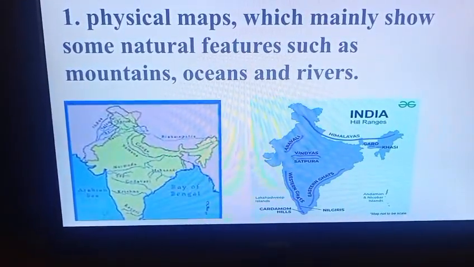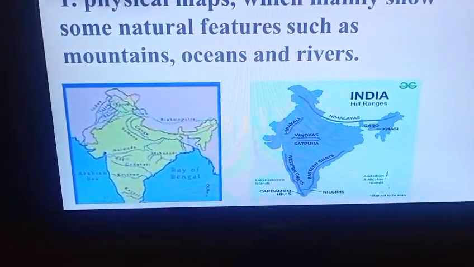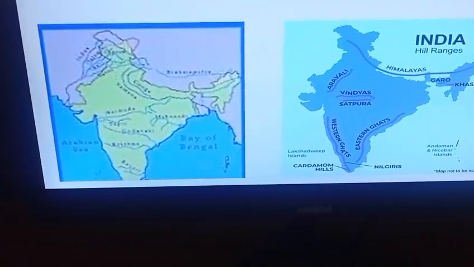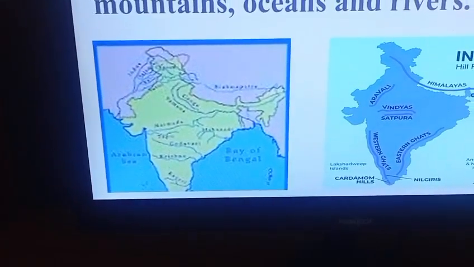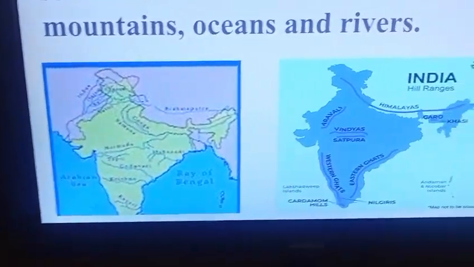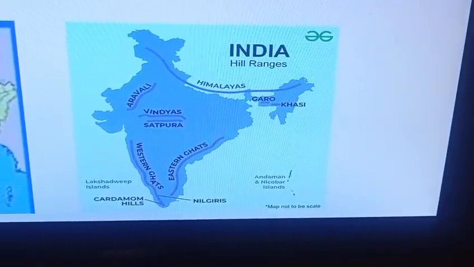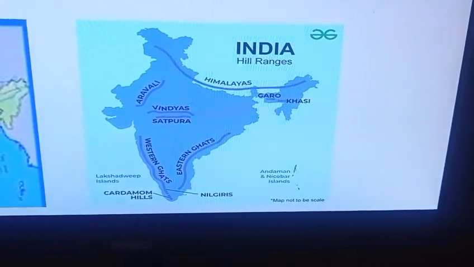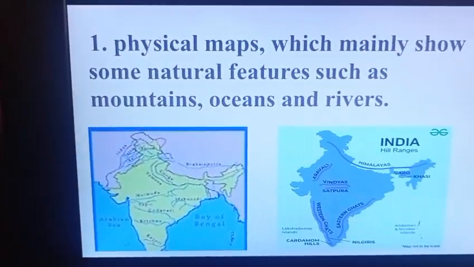This kind of map we can call a physical map, where we are representing different physical features like mountains, rivers, oceans, natural vegetation, etc. From these two maps, in the first map I am representing the rivers. This is the drainage map of India, where different rivers are located in the country, and in the other map we are showing the different mountain or hill ranges, where Aravalli, Vindhya, Satpura, Eastern Ghats, Western Ghats, different kinds of ranges are represented. So this is the concept of the physical map.